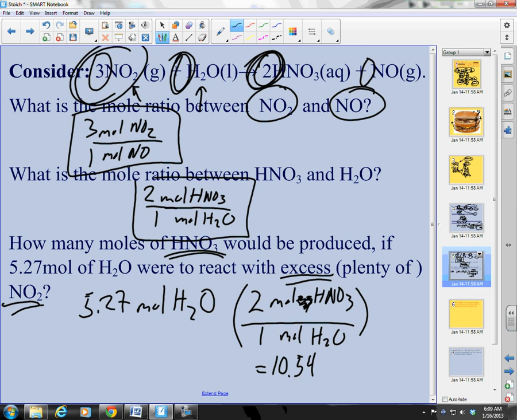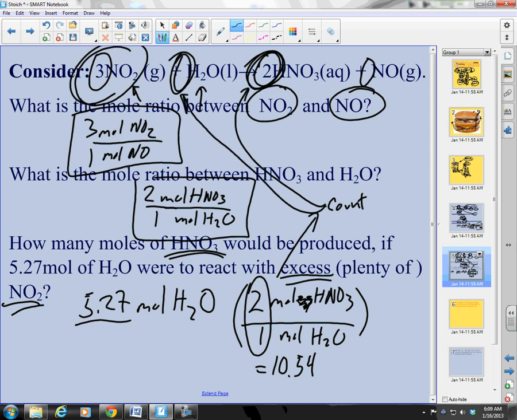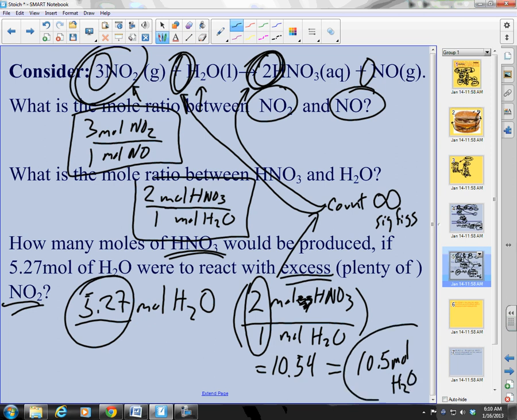10.54. How many sig figs do I have? I have 3 there. Hey, what about here? Don't I have 1 sig fig? No. This is a count, really. There's no uncertainty in the 2, and there's no uncertainty in the 1. So these mole ratios really have infinite sig figs. So that means my sig figs in my answer are going to be driven by the grams or moles given here. Got it? So that means I have 3 sig figs, and I have 10.5 moles of HNO3.